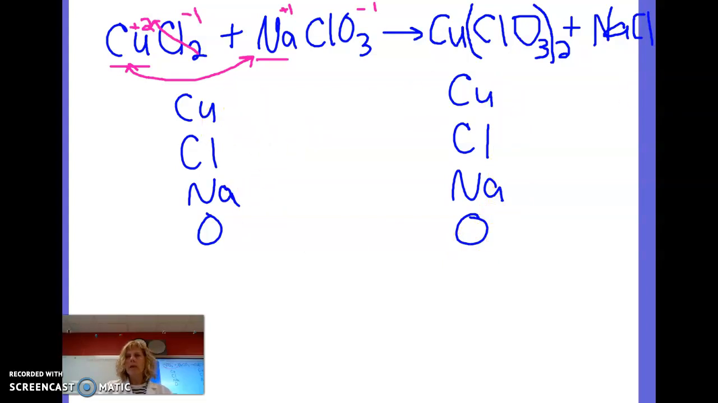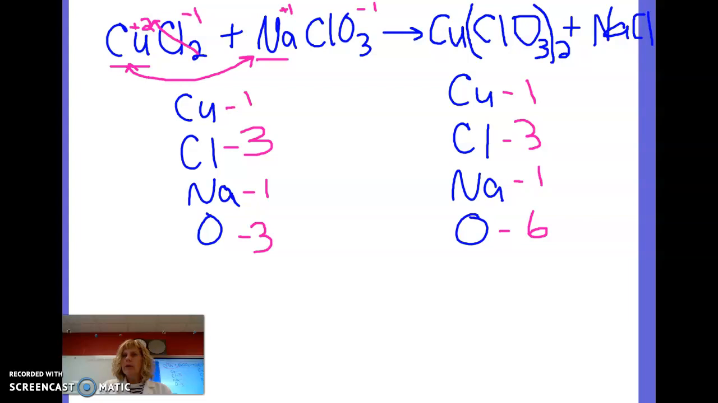All right, so I'm going to start by just writing down what I have for each one of these. So I have 1 copper. I have 2 chlorine, but I have another one here, so really I have 3. The sodium I have 1, and oxygen I have 3. On this side I have 1 copper. Chlorine I have 1 plus 2, so I have 3. Sodium I have 1. This is going to be super easy. Oxygen I have 3 times 2, which is 6. All right, so right now the only thing that's not balanced is the oxygen, right?